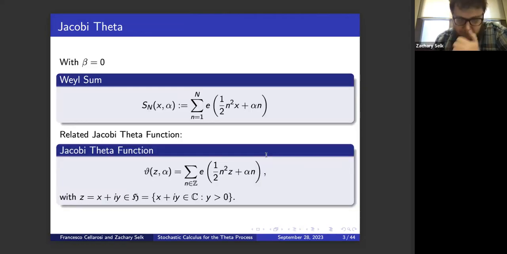But I want to mention a little bit that you can think of Weyl sums as an approximation to a Jacobi theta function, but on the real axis. So the Jacobi theta function is defined on the upper half plane, where we sum over all integers. However, when y is positive, we have a little bit of decay, so the sum makes sense. And in the S_n for the Weyl sum, we don't have any decay, so we have to cut off at finite n.